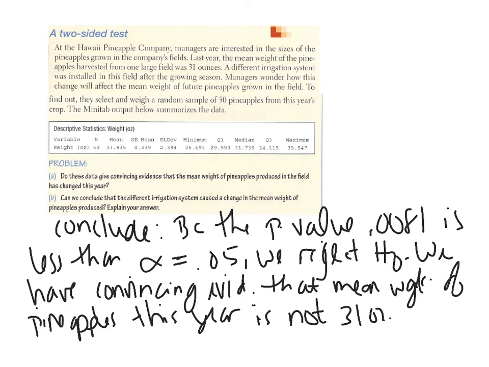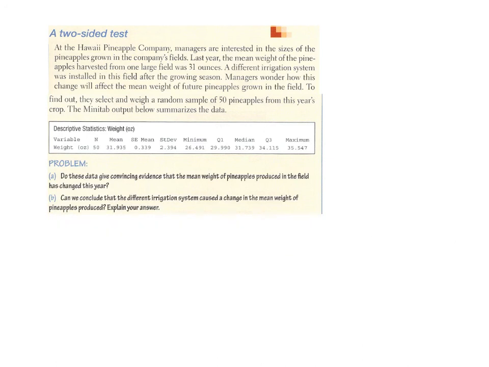Part B asks, can we conclude that the different irrigation system caused a change in the mean weight of the pineapples that were produced? And explain my answer. Your answer here is going to be no. We cannot say that the different irrigation system is what caused it. This isn't a comparative experiment, so I cannot infer causation.